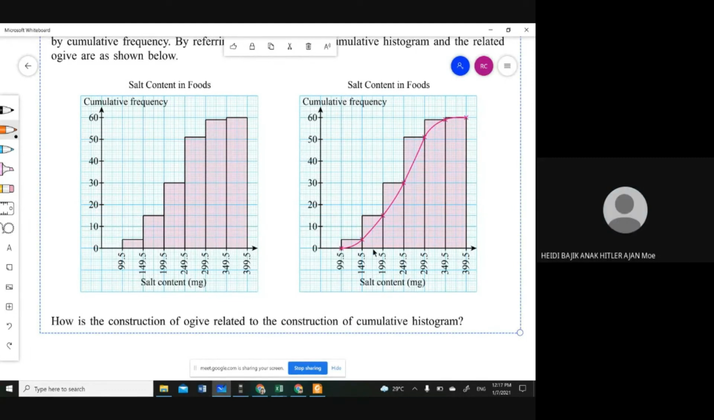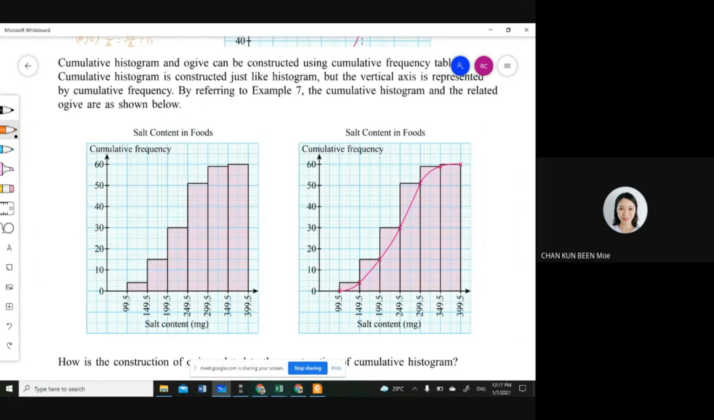Yes. So what you need to do next time, if you don't have this, you can construct an ogive from a cumulative histogram. How to construct it? You just need to plot all the cumulative frequency on the histogram with the upper boundary that is related. Okay, then you can draw your ogive. That is one of the methods. Okay, so now we move on.